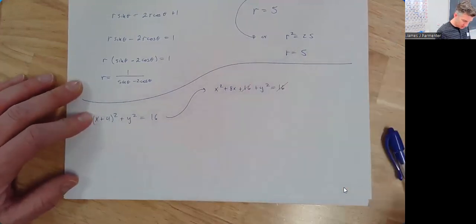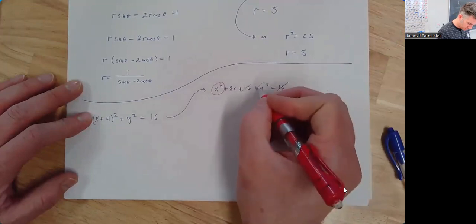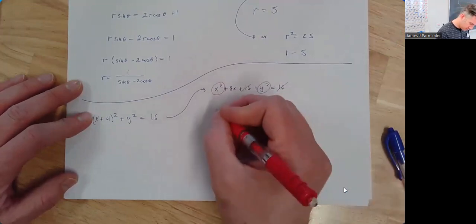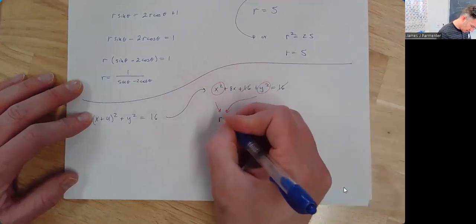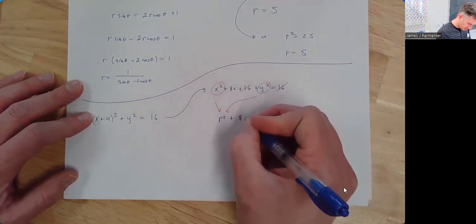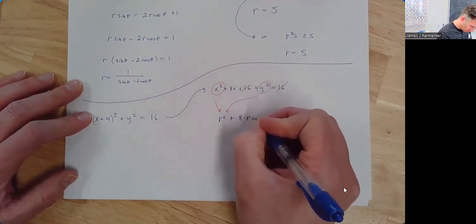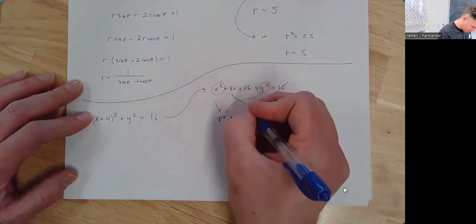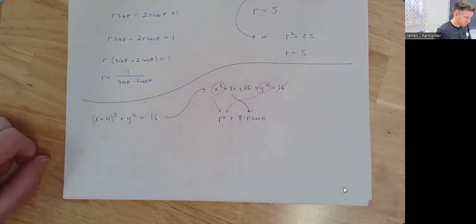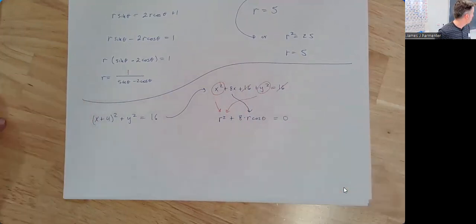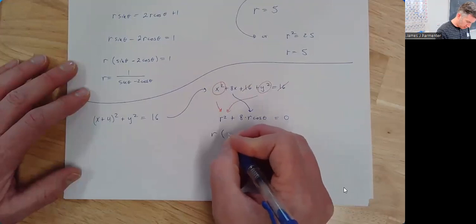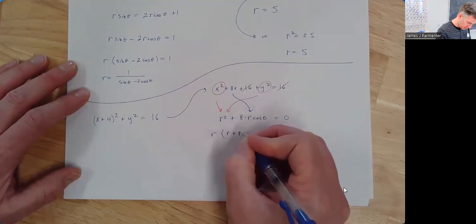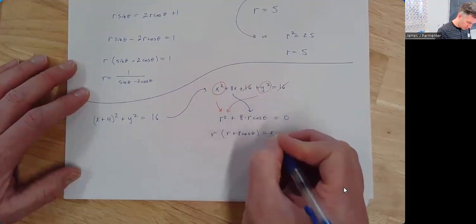What's x squared plus y squared? R squared. Right. And 8x is going to be 8 times r cosine theta. And then we can solve for r, so I'm going to factor out an r. R times (r plus 8 cosine theta) equals 0.